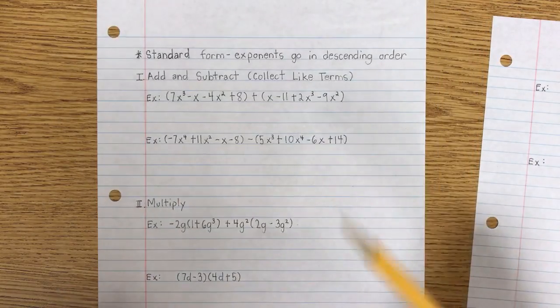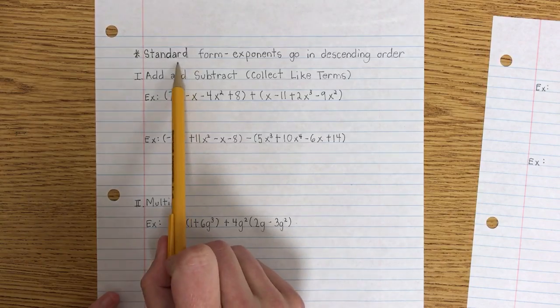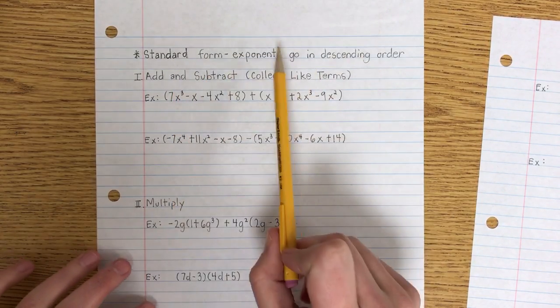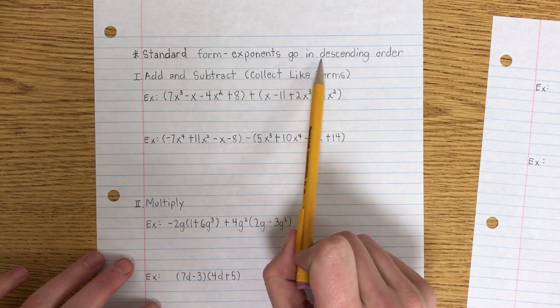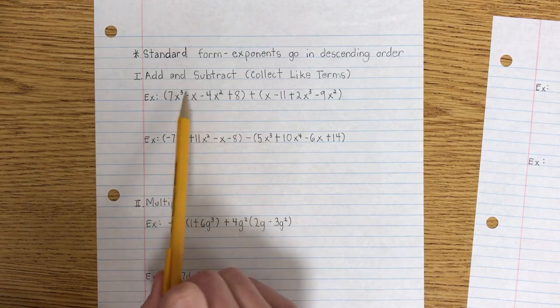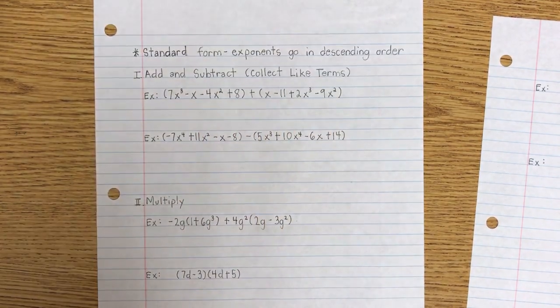Now let's get to the adding, subtracting, and multiplying. So anytime I ask you to add or subtract or even multiply, I want you to put your final answer in standard form. So recall that standard form means exponents go in descending order, so from highest to the least. Okay, so add and subtract. If I ask you to add and subtract these polynomials, that's basically saying collect like terms.